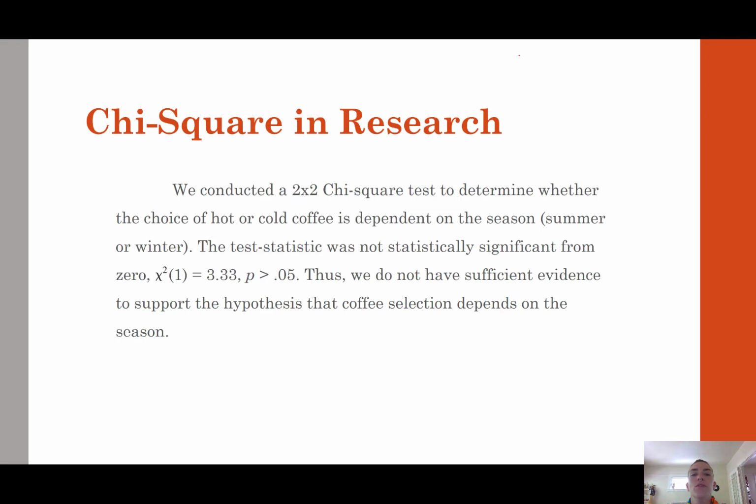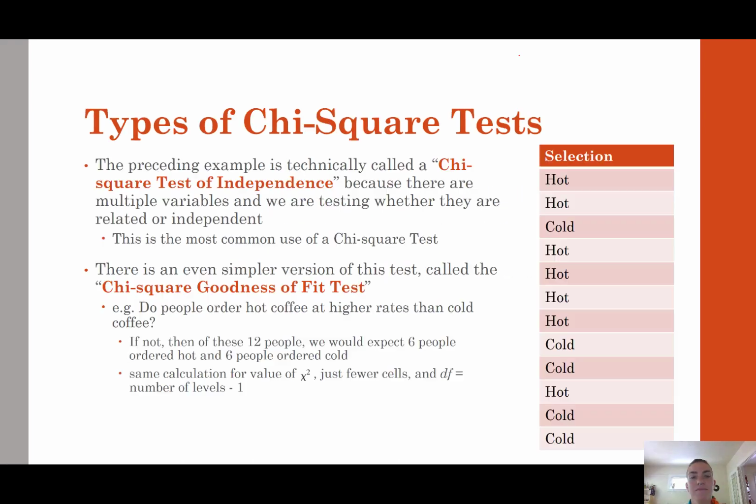And this is how we could report our findings for a research study. The test statistic was not significantly different from 0. P is greater than 0.05 because the probability of getting this value was not less than 0.05. Remember, because our value did not fall in that 0.05 rejection region. Thus, we don't have evidence to support the hypothesis that coffee selection depends on the season.